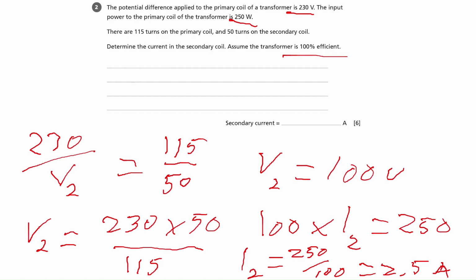So in terms of marks, we get 1 mark for this equation here. We get 1 mark for this equation here. 1 mark for working out the potential difference, V2. 1 mark for this equation here. Then 1 mark for the rearrangement and a final mark for the answer, 2.5 amps. So that gives us the 6 marks available for that question.